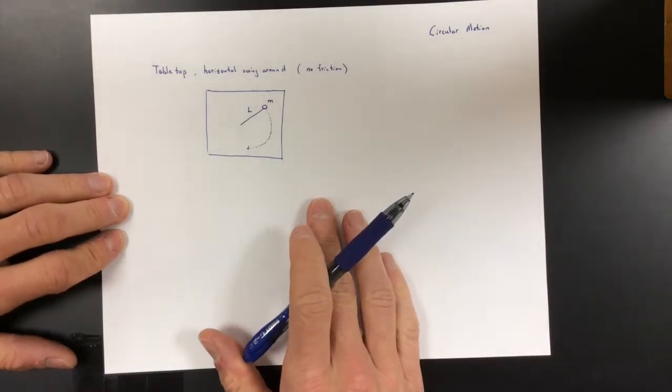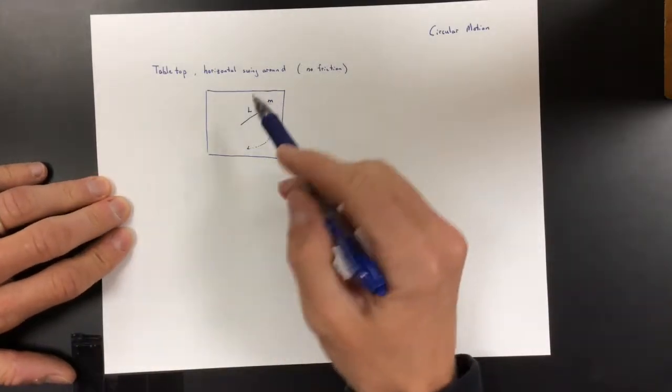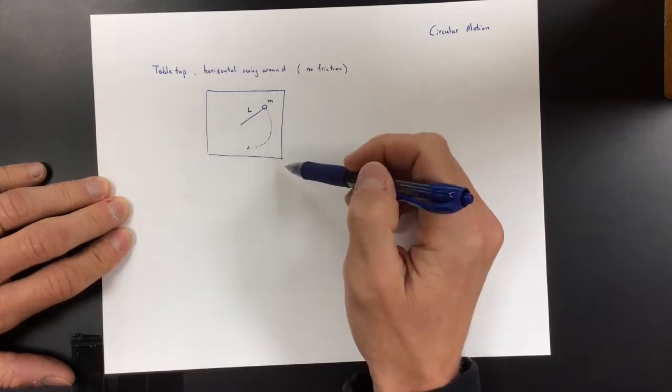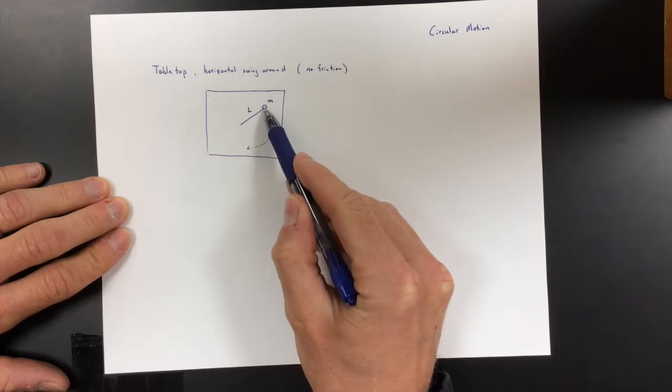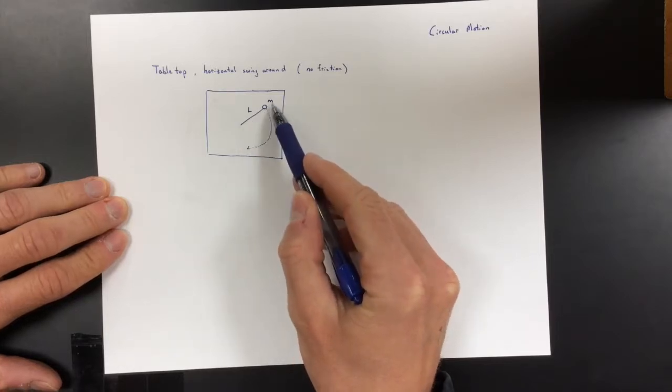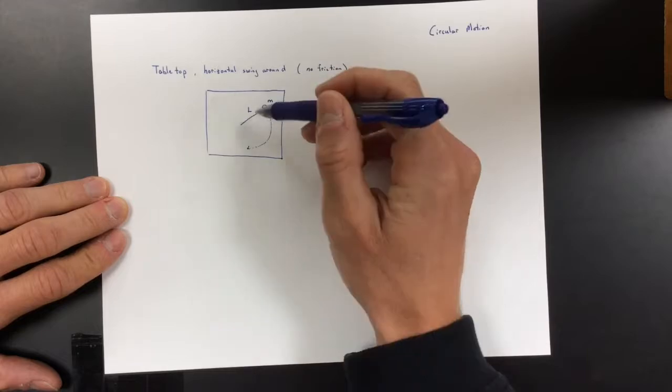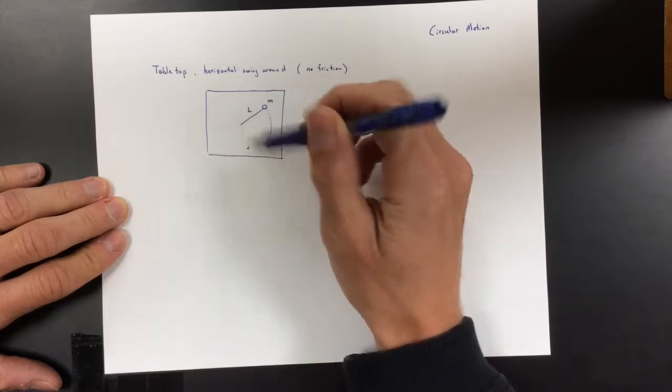So here are some of the classic circular motion problems. This first one, the rectangle just represents the tabletop, and this is a string with a mass on the end of it. The string has a length L, the mass has a mass M, and all we're going to do is whip it around in a circle horizontally.